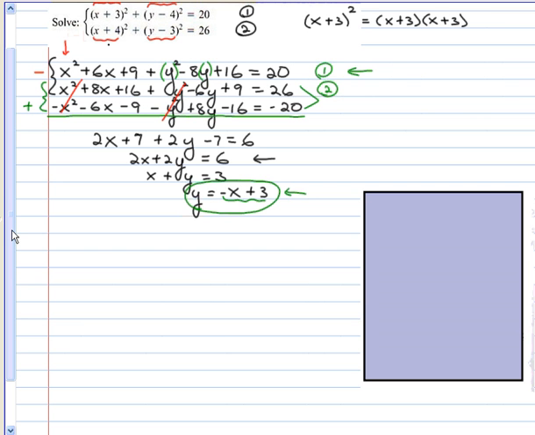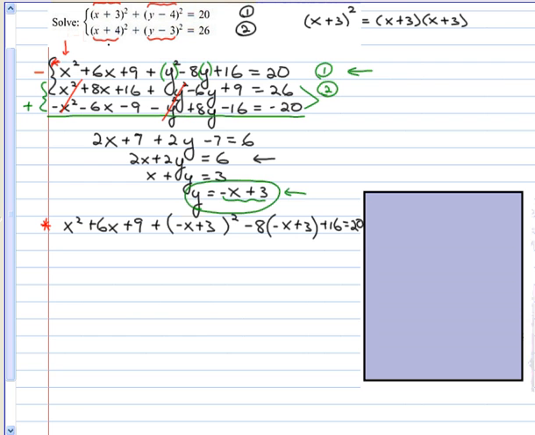So I'm taking that equation, making a little asterisk here on this equation, and I'm substituting what y equals. x squared plus 6x plus 9 plus my y squared, and my y is negative x plus 3, and it has to be squared. Minus 8 times my y, negative x plus 3 is my y. Plus 16 equals 20. That was that first equation.